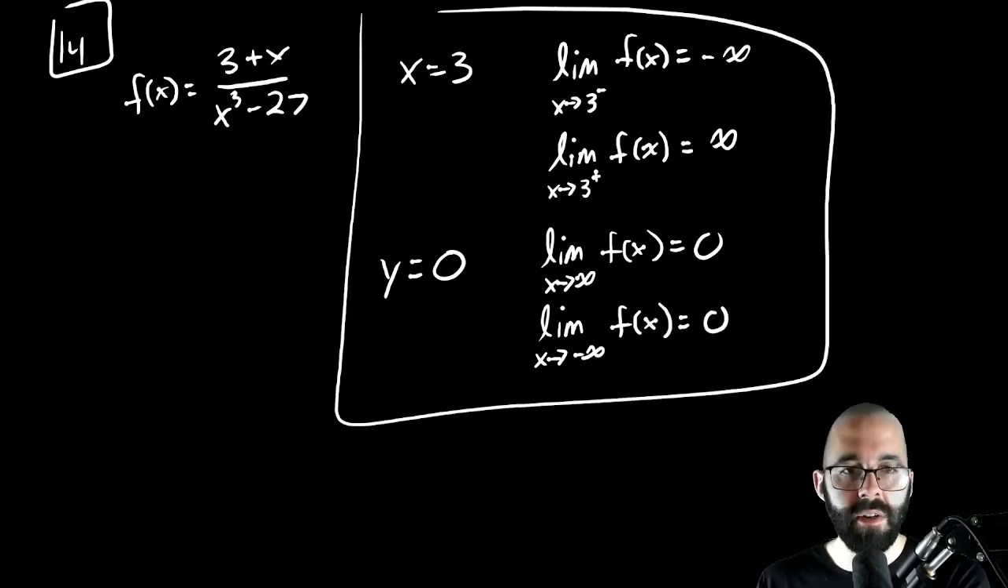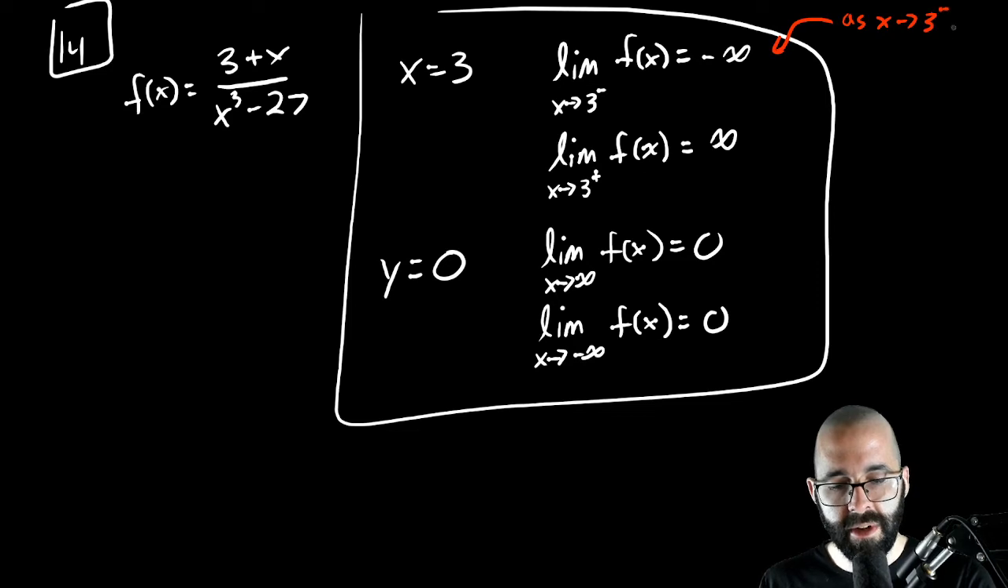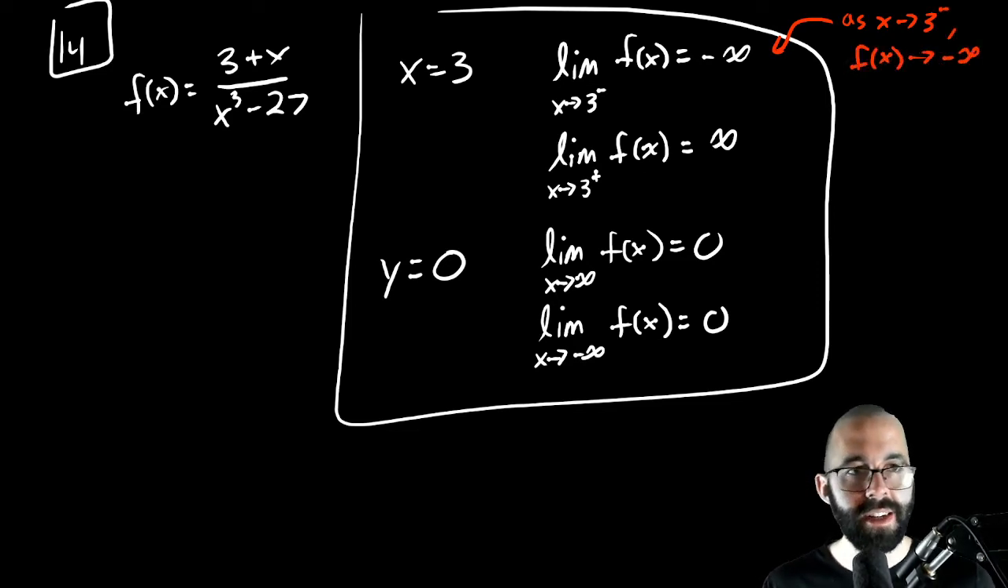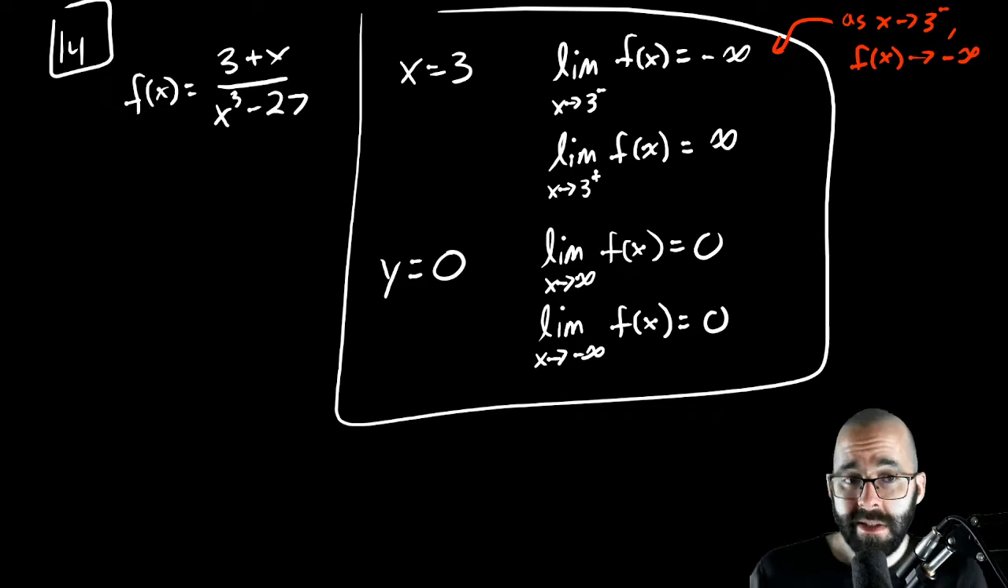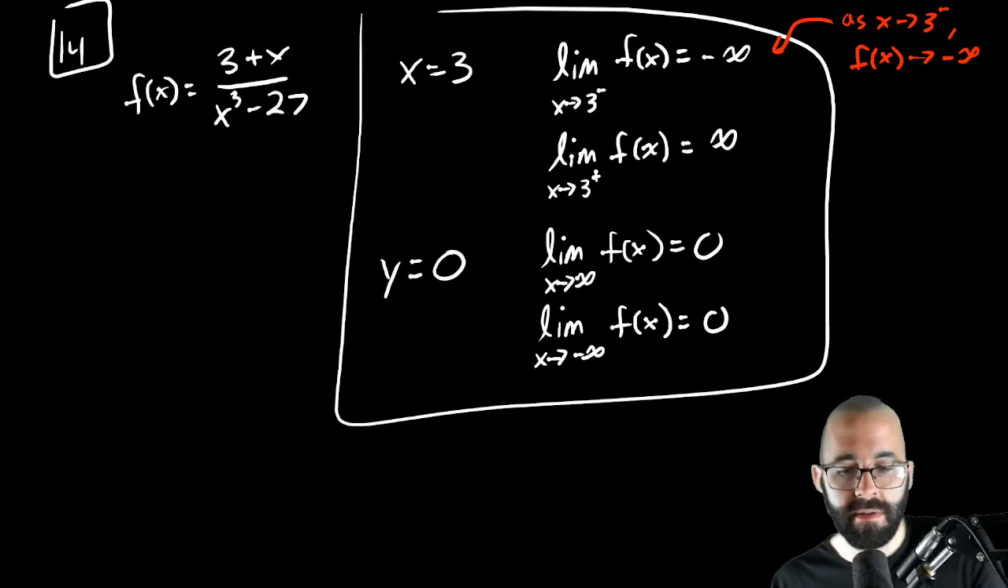And again, you can use arrow notation here, if you wanted to, right? This is as x goes to 3 from the left, f of x goes to negative infinity. That's the equivalent. You can use either one. This is more used in calculus. So anyone who's going to calculus, it's good practice. But both are fine.